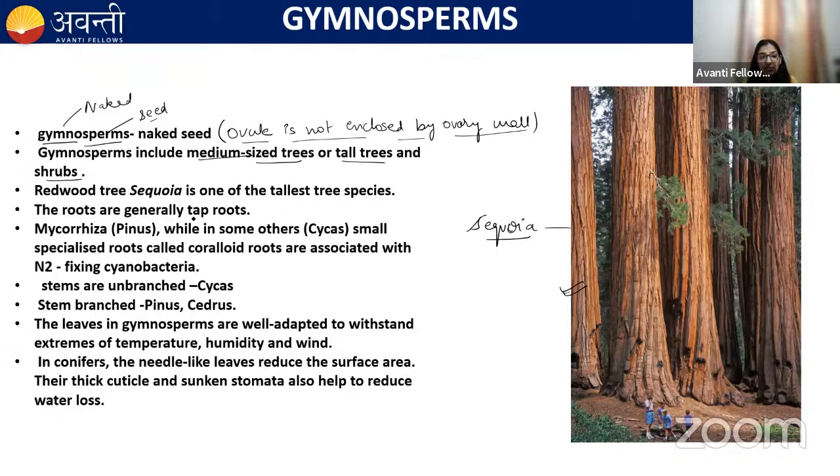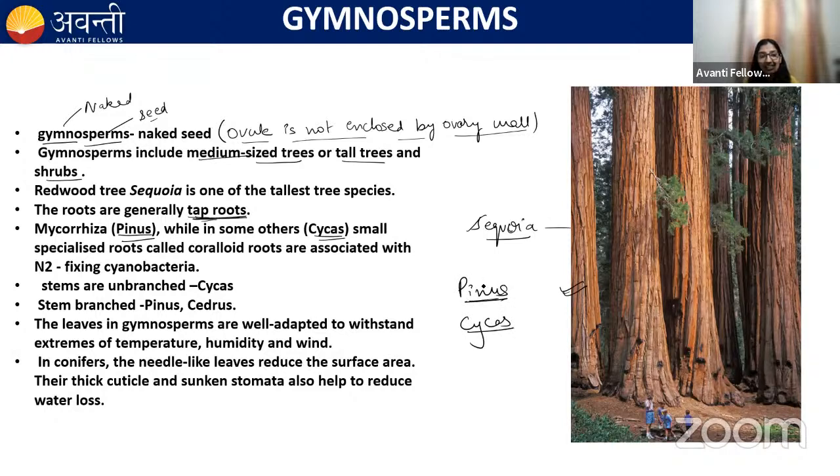The roots in gymnosperm are tap roots. Taproots are also known as primary roots. Primary roots are those roots which arise from the radicle. And the adventitious roots are those roots which arise from the part other than the radicle. Like if they arise from the stem, then they are known as adventitious roots. In gymnosperm, we are going to study two genera, mainly Pinus and Cycas.